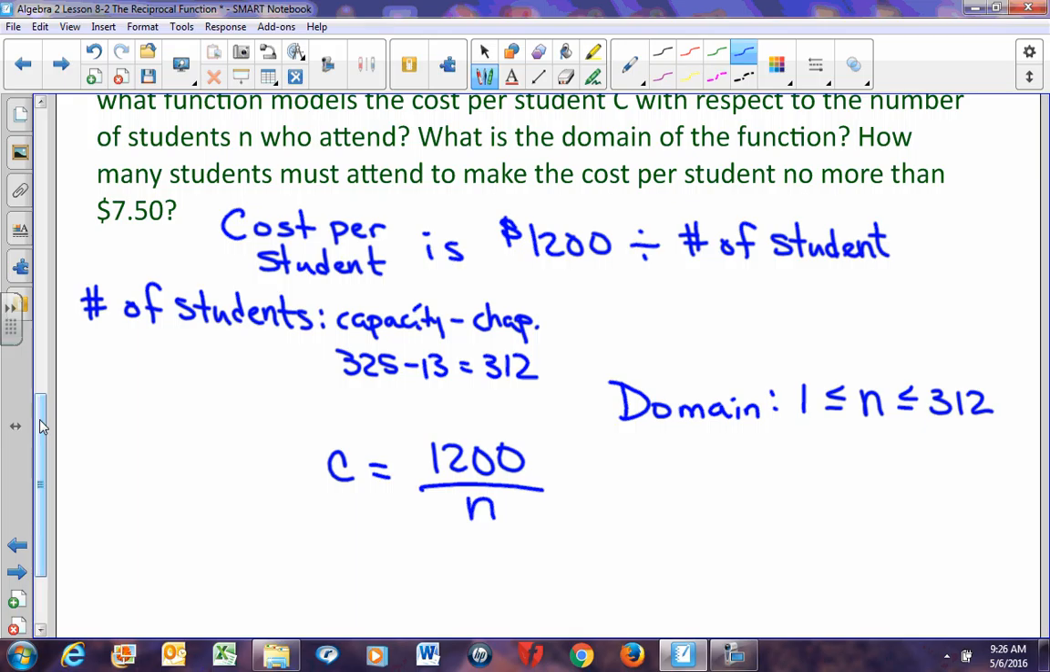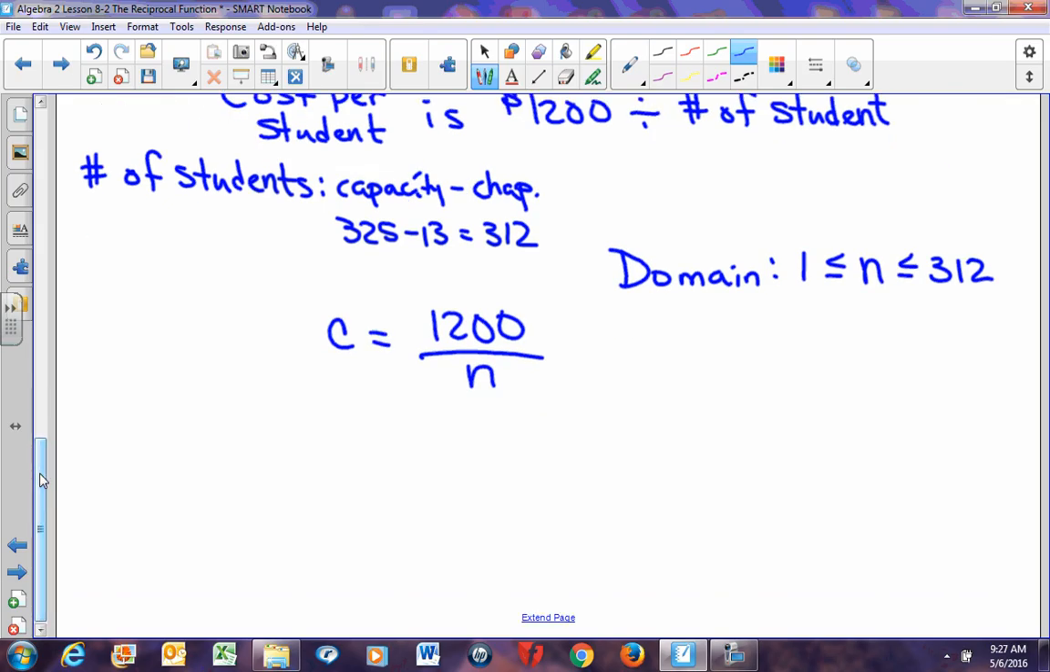Now, to be able to find how many students we need to have attend this laser tag event, and make it only cost $7.50, we need to graph this. So we're going to graph two different graphs on the same x and y-axis. Right? So we're going to graph C equals 1,200 divided by n, or for those of you who like y equals 1,200 over x, it's the same thing. So you're going to graph that as one graph in your graphing calculator.